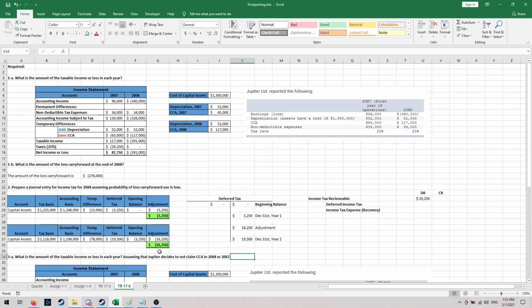And because this is negative, it's a credit or a liability. So we can simply just link this here. So the amount of our deferred income tax is a liability of 16,250, which means the income tax we can recover will actually be lower, the expense recovery. And this entry here is a plug. So that is the whole entry for year one.